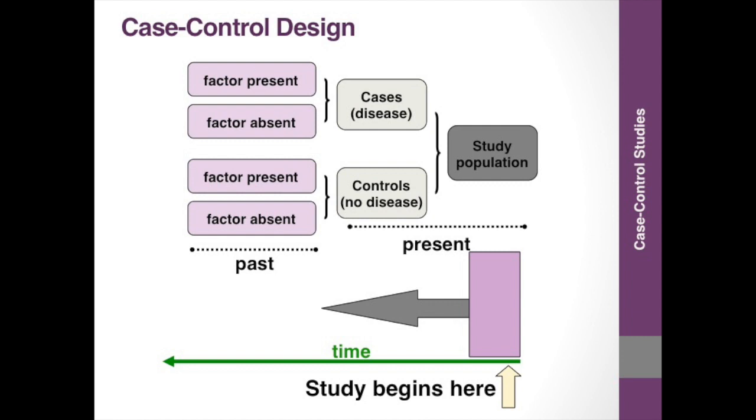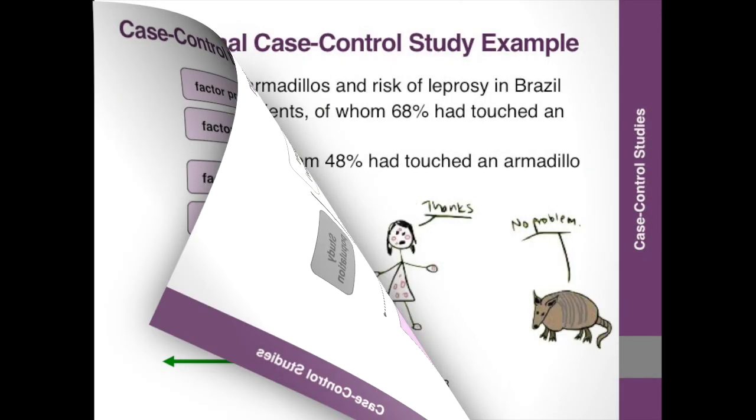In case control studies, a sample of individuals that have developed the disease are compared with a healthy group from the same population that produced the cases. Data on previous exposures is collected retrospectively in each group to assess whether the factor was present or not present in the cases and the controls.